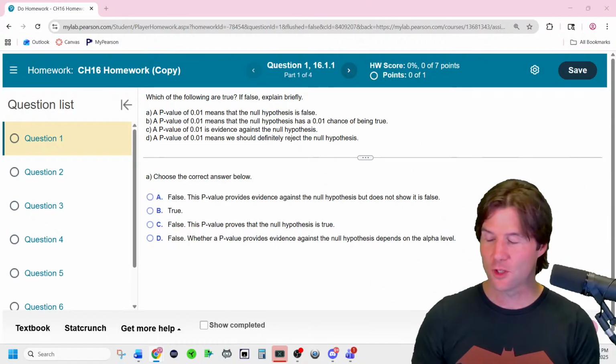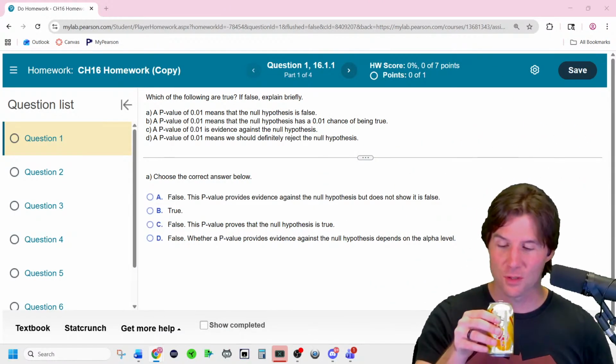Okay, we got the last of our sodas. Trying to get rid of them. Got that problem. Sodas, get rid of them.